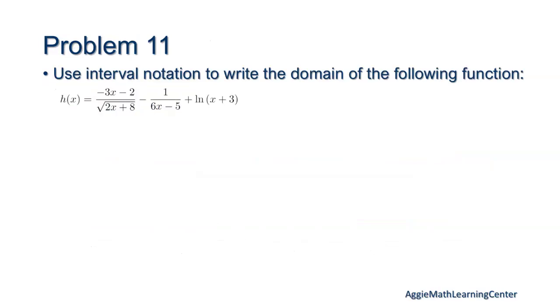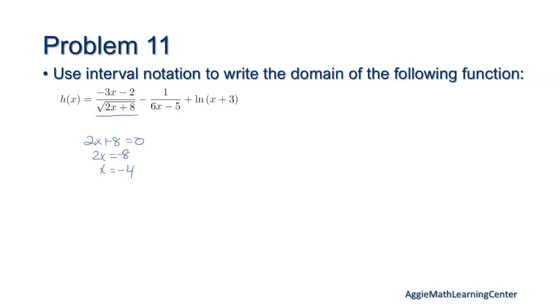Let's see. Write the domain. That's all we need to do. Okay, so let's look at this one first. We have a square root, so we know that it can't equal anything negative, but it also can't be 0 because it's in the denominator. So I'm going to set the inside equal to 0, and we'll solve for x. And we will continue solving for x.